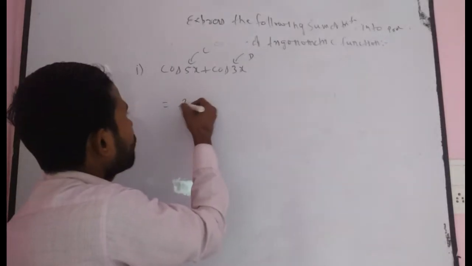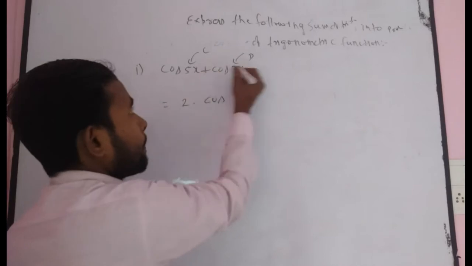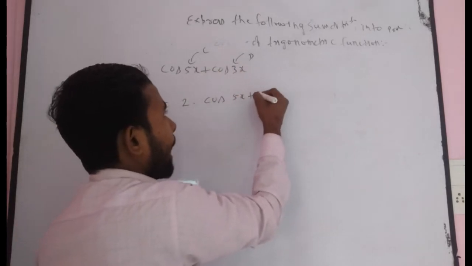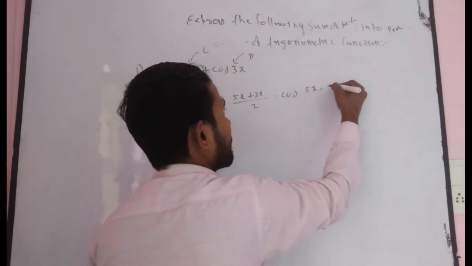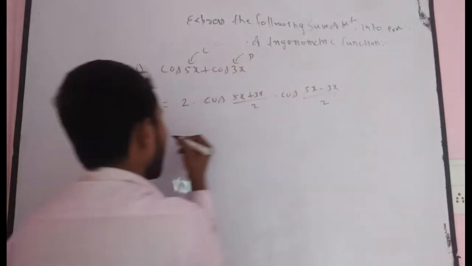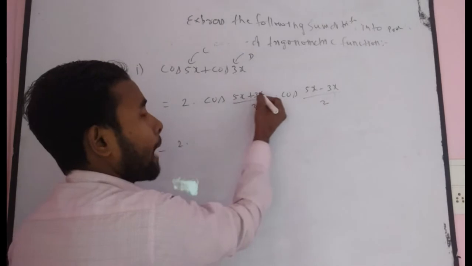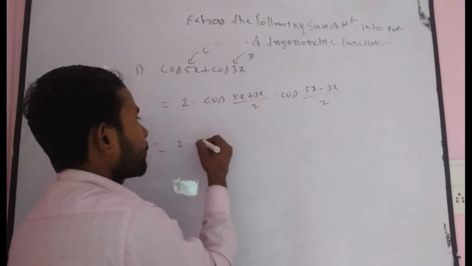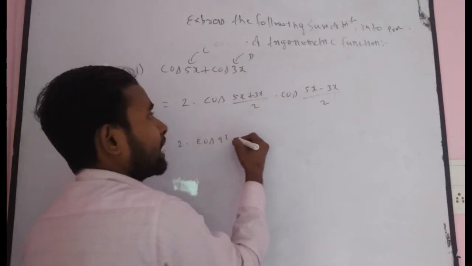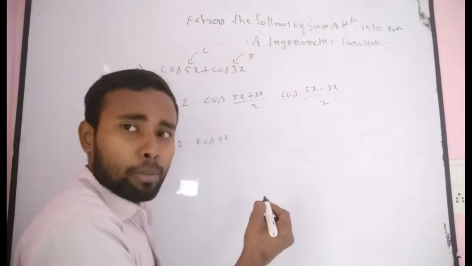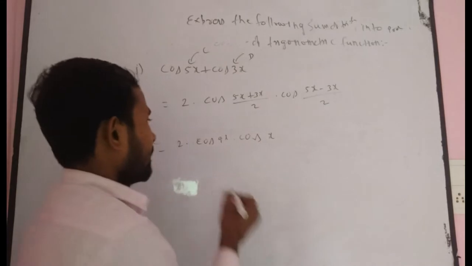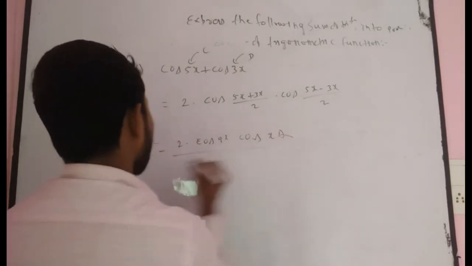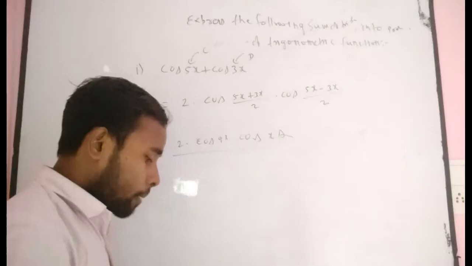So you can write 2 times cos (c plus d) by 2. That means 5x plus 3x by 2, into cos (c minus d) by 2. That means 5x minus 3x by 2. So you can write 2 times (5x plus 3x), 8x by 2, that means cos 4x, into (5x minus 3x), that will be 2x by 2, that means cos x. This is now your final answer. Now we take the next problem.